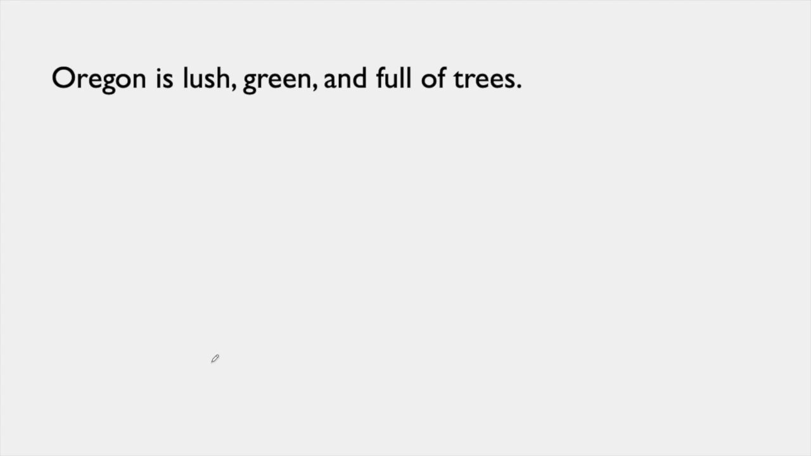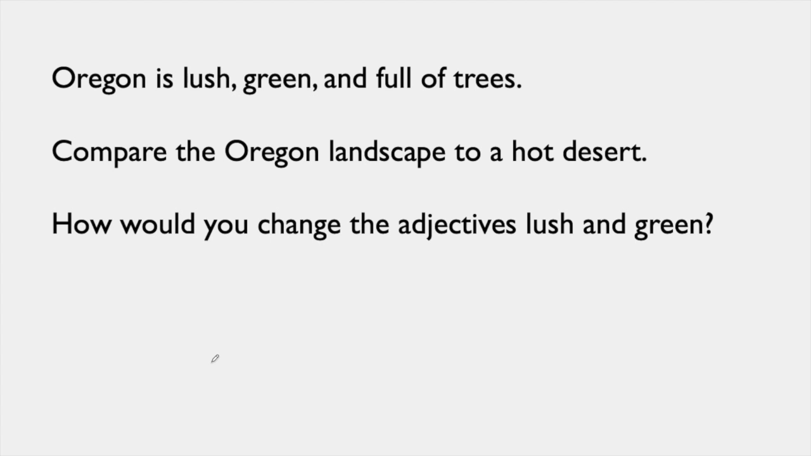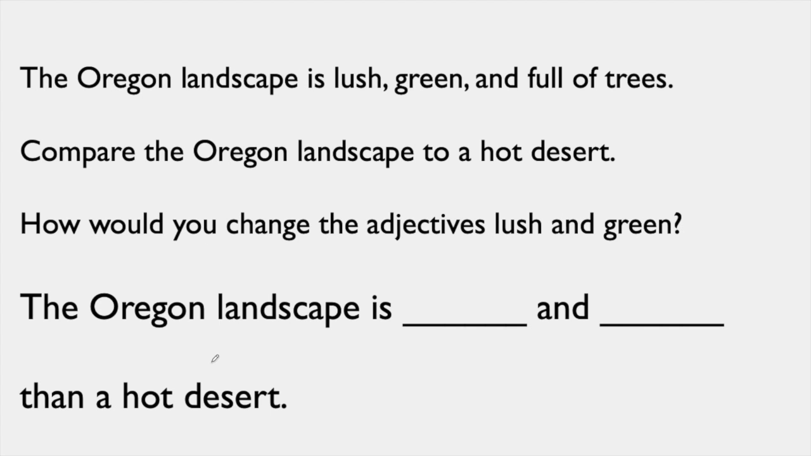Let's look at this sentence. Oregon is lush, green, and full of trees. That's helping us describe what the Oregon landscape is like. We are going to compare the Oregon landscape to a hot desert. How would you change the adjectives lush and green now that we're comparing two different nouns? So we're comparing Oregon and a hot desert. So here's what our sentence will look like. The Oregon landscape is blank and blank than a hot desert. So we need to find words that fit here for lush and for green.